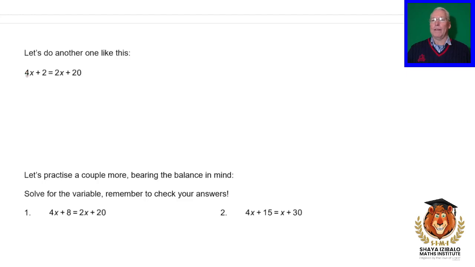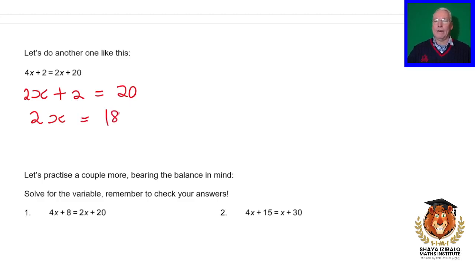And if we do that, this becomes 2x. It's 4x minus 2x. It's 2x plus 2. On this side, we subtract 2x. All we are left with is 20. Okay, right? Now, let's subtract 2 from both sides. I don't want this 2 here. I'm trying to get x on its own. Let's subtract 2 from both sides. That 2 goes away here, and 20 minus 2 is 18.